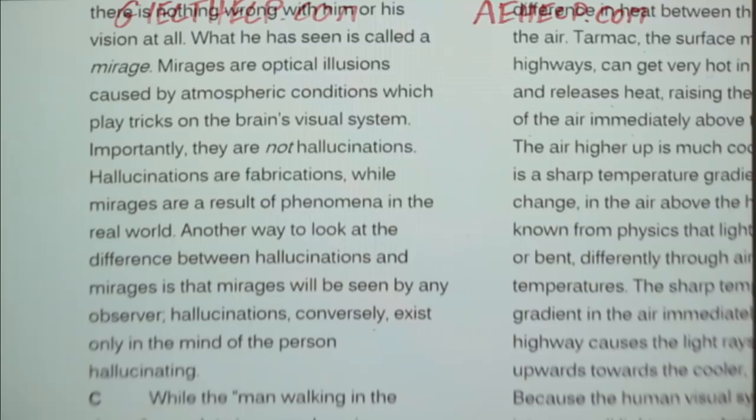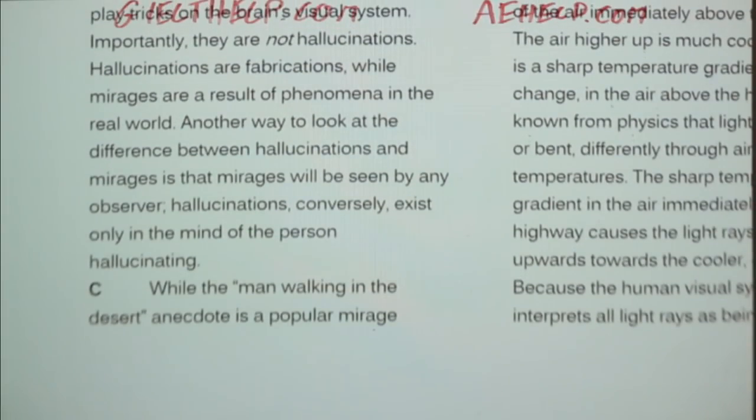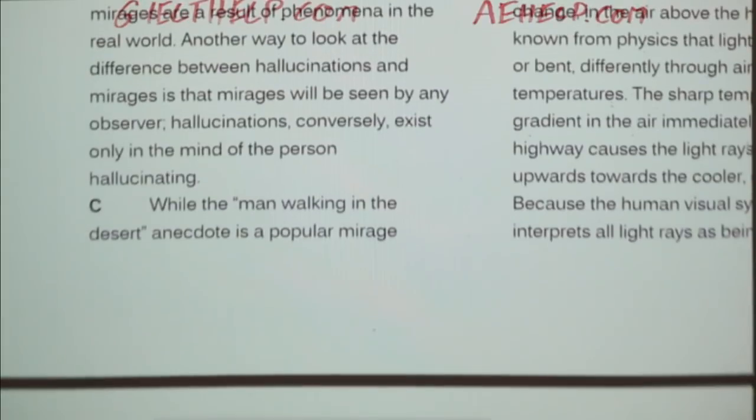Another way to look at the difference between hallucinations and mirages is that mirages will be seen by any observer. Hallucinations, conversely, exist only in the mind of the person hallucinating. All right, good. So we know the answer to that one. We don't have to go back. Let's keep going with C.